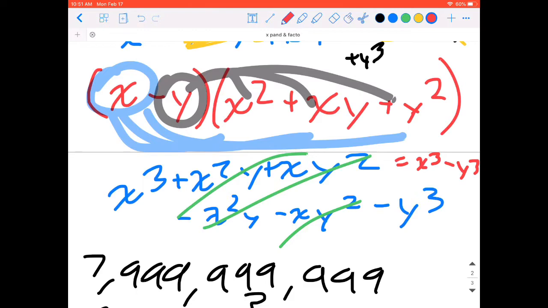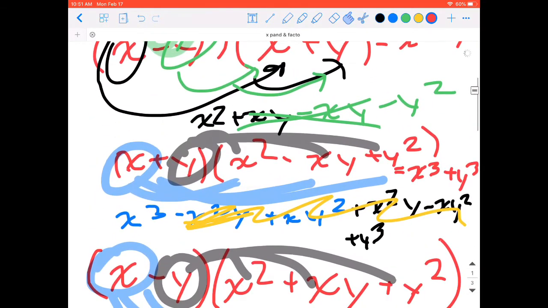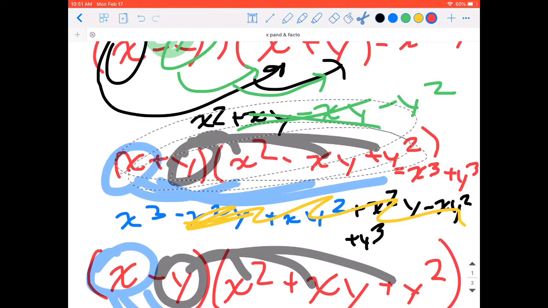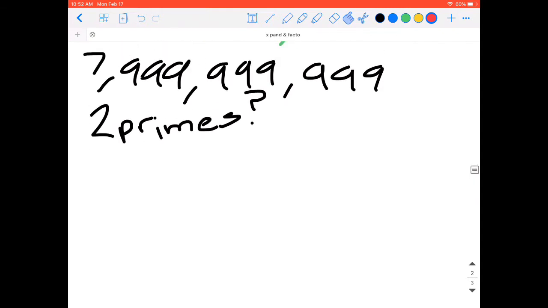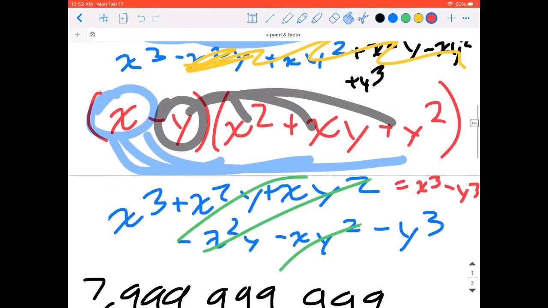So we basically, in that time lapse, we just said that this equation equals this, and this equation, (x minus y) times (x squared plus xy plus y squared) equals x cubed minus y cubed. And that's how we're going to proceed to solve this next question. So we're given that this giant number has 2 primes. And what are they?